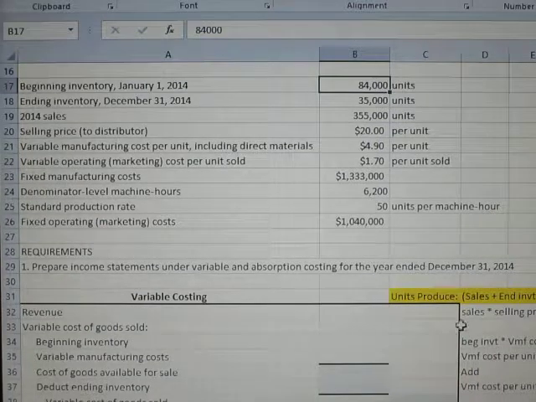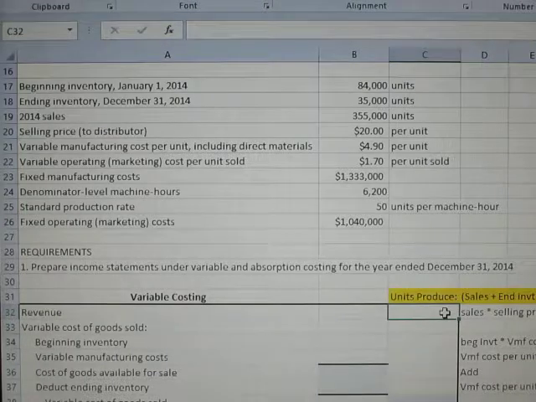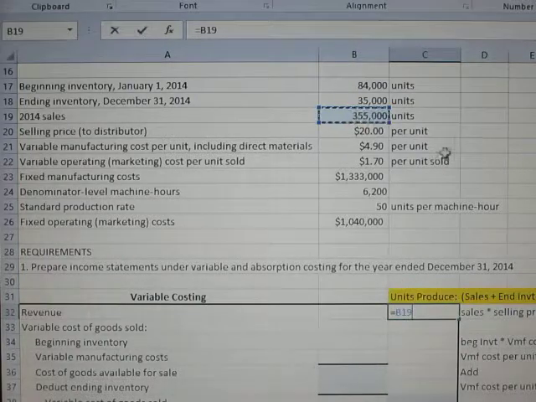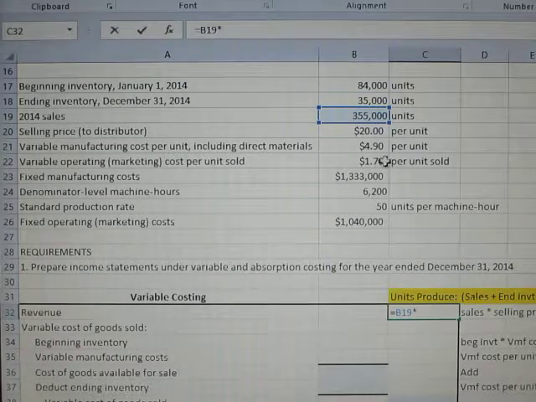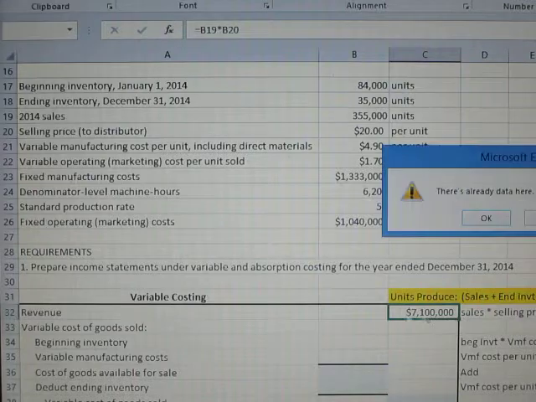Next, we are going to find the revenue. To find the revenue, it's sales times selling price. So equal to sales, 355,000 times the selling price 20. Got 7,100,000.